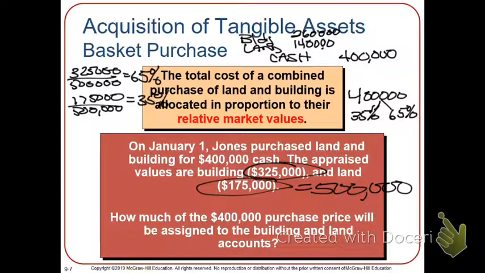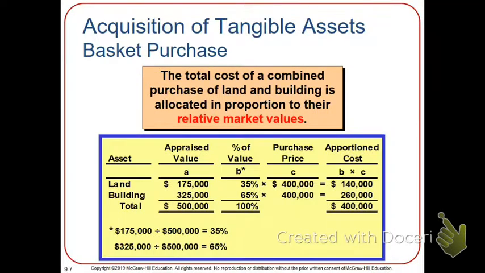So we took the allocation of what the original values were, what they were appraised at based on the total amount. The building was $325,000 of the $500,000, 65% of the original value, and the land was 35%. So we took that based on the amount we paid, and that's how we allocate those amounts out. Now that was my chicken scratch, so let me show you on the next slide. It shows you a little bit neater.